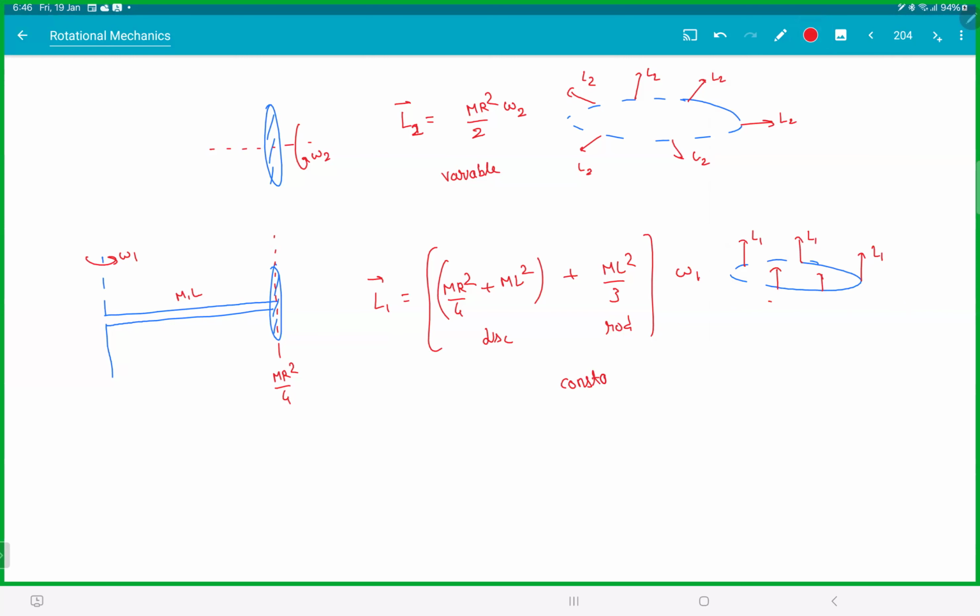So that means this system actually has two components of angular momentum. One is changing and one is going up. And both are perpendicular. So if someone asks you to find the magnitude, you have to square them and add them. It's a vector quantity. A similar question was asked in 2016 May.